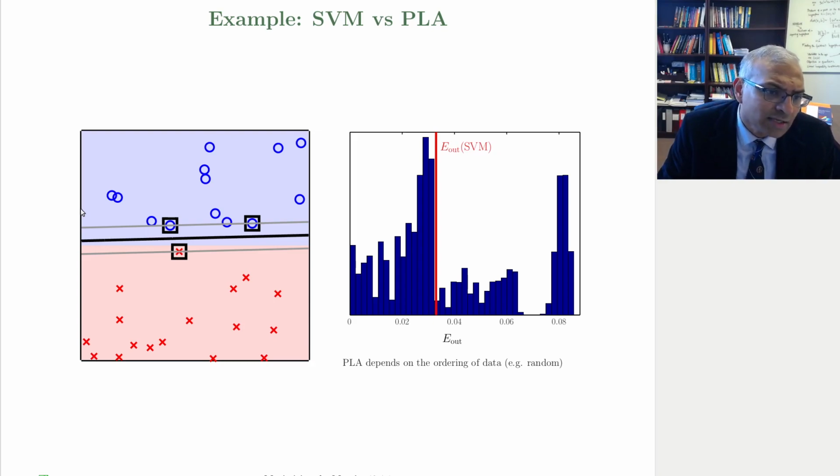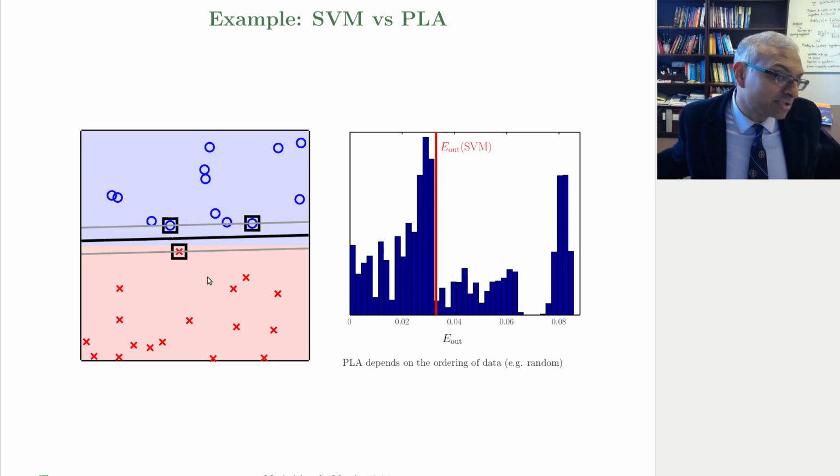So you could get, now follow my mouse cursor, a separator that looks something like this, or a separator that looks something like that, or a separator that's close to the target function. And that depends on the order in which you present the data, which random misclassified point you take at each PLA iteration. So there's a lot of randomness in the PLA. And that means that the final hypothesis you produce is in some sense a random final hypothesis. It separates, but it could be anything.